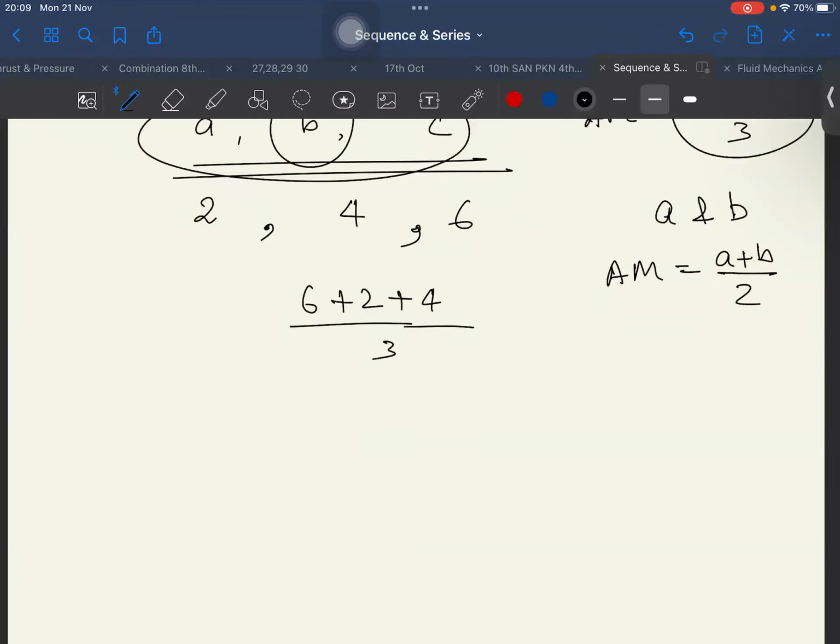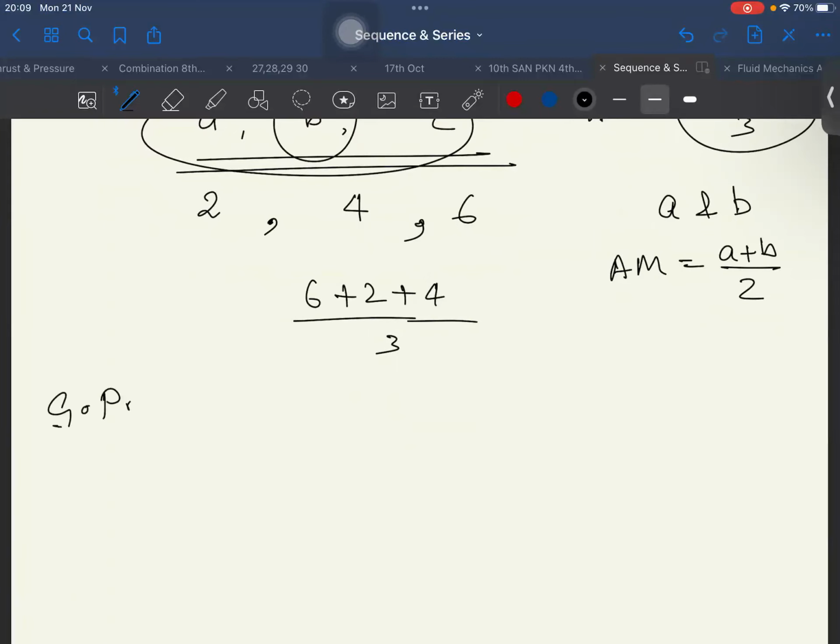So this is AP, and GP has a common ratio. All the terms of a GP are in common ratio, right? Yes or no? Yes. That means, let's say if A, B and C are in GP, geometric progression, how do you write the geometric mean?